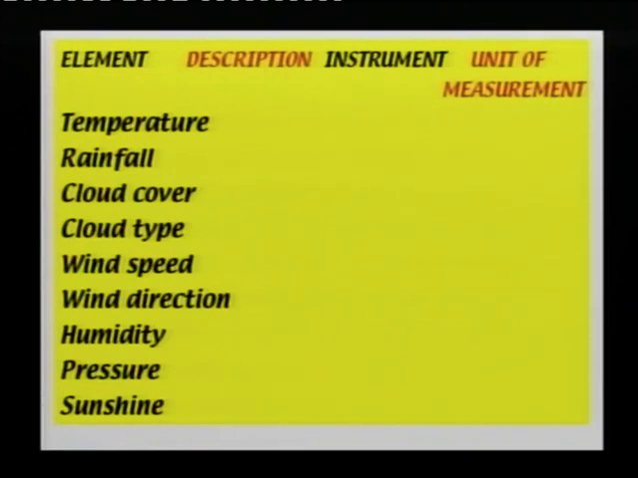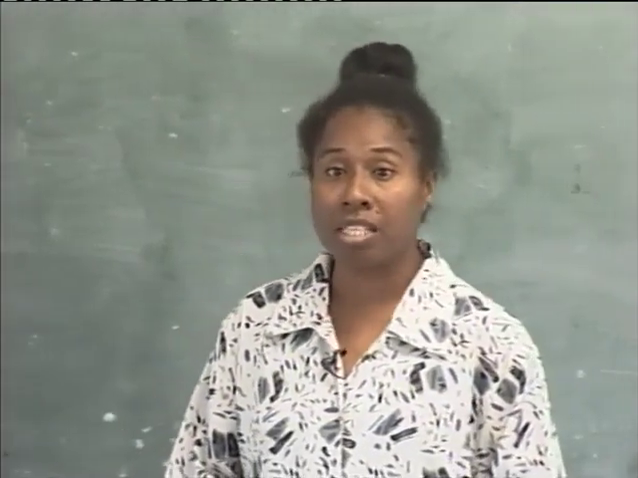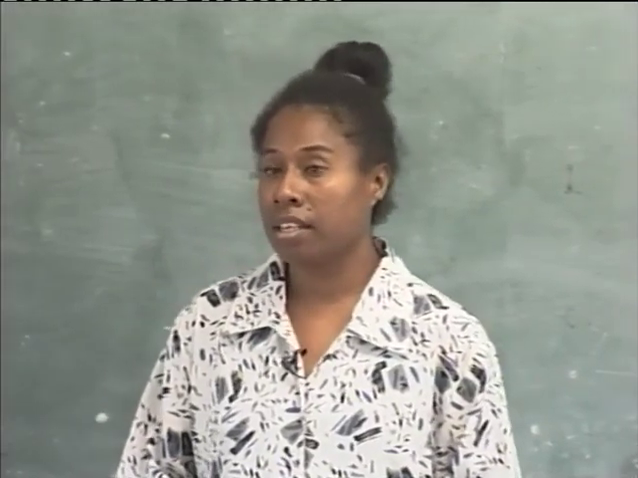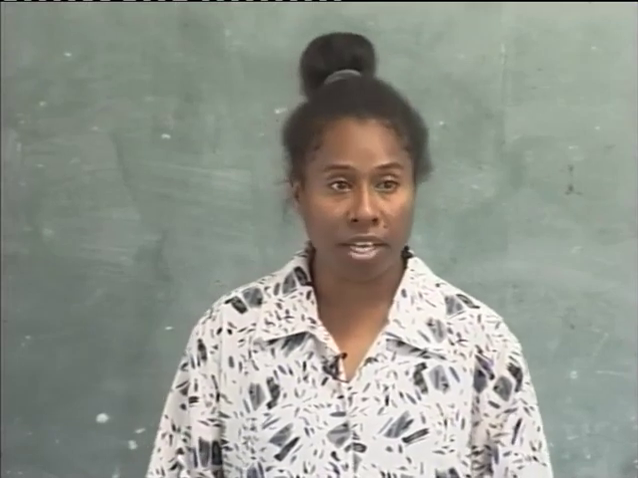We also had the group that looked at cloud cover, and they discussed the octa, which shows us the different units in terms of eighths of the sky covered by cloud at a particular time. And we also looked at cloud type. The students who did the work on cloud type discussed height being an important factor which distinguishes the different types of clouds: the low clouds, the medium clouds, and the high clouds. And we also looked at wind speed.